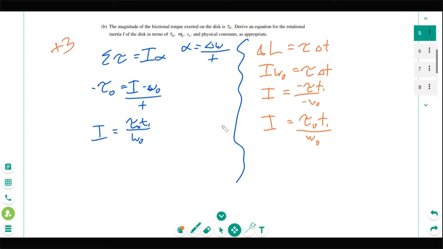Also, just to point out the negative signs here, the torque is negative because it's slowing down the disk. Omega naught is negative here because this is really the change in angular momentum, just like it was the change in velocity on the alpha side. So that's where the negative signs come in. They all disappear. But yeah, that's kind of the gist of where we're going with that.